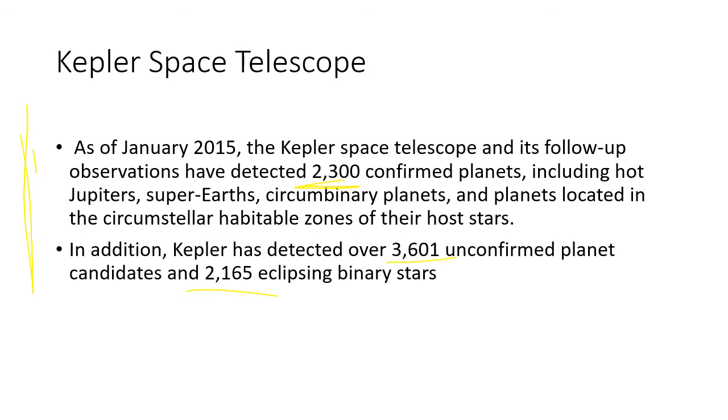Before Kepler went up, we knew a handful of exoplanets. After Kepler's done, we know thousands of exoplanets. The answer to the original question, do stars have planetary systems, is a very conclusive yes, stars have planetary systems.